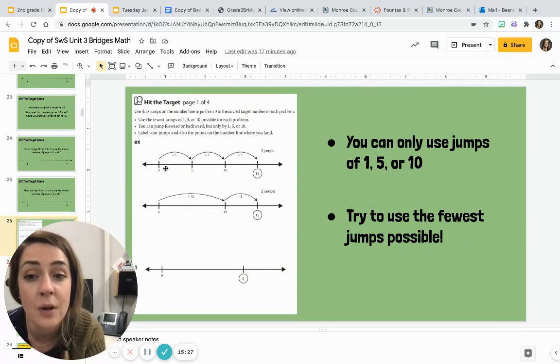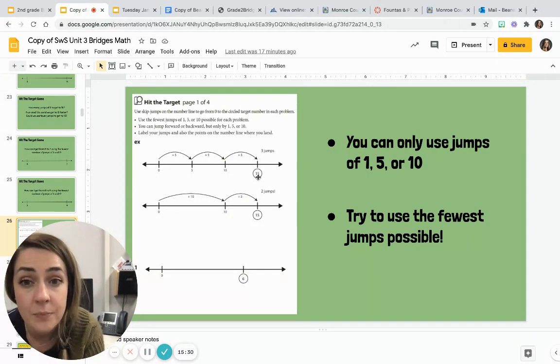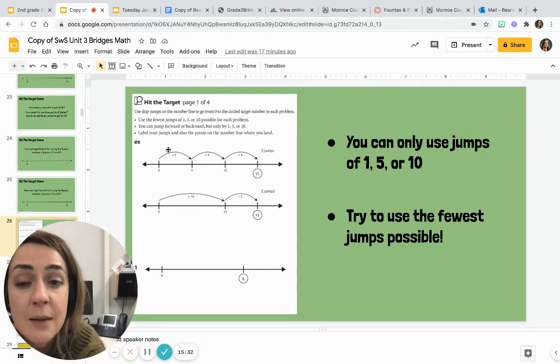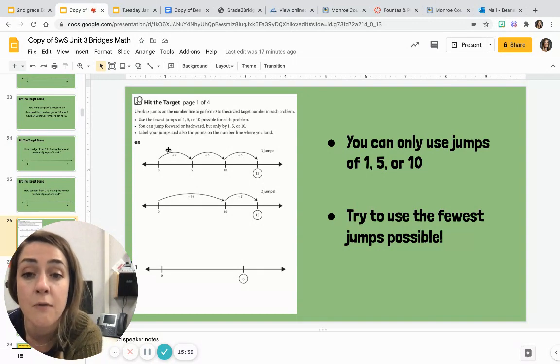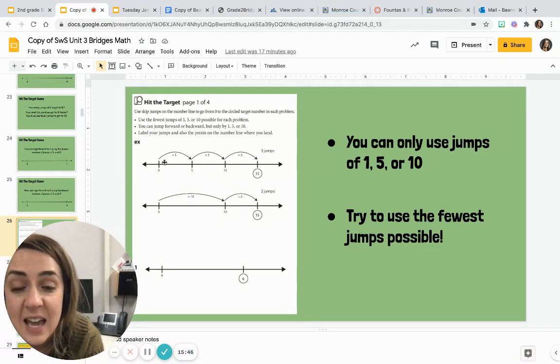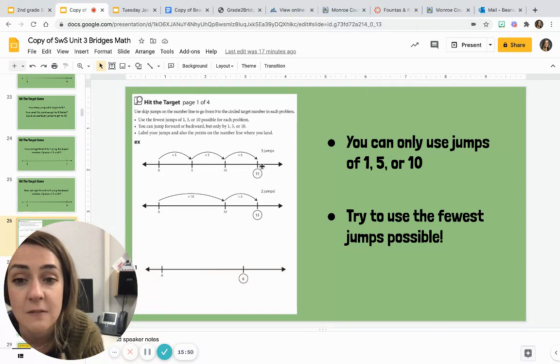So here's the example. Your target is 15. And it says, use skip jumps on the number line to go from 0 to the circled target number in each problem. Use the fewest jumps of 1, 5, or 10 possible for each problem. Label your jumps. So label your jumps means that if you did a hop of 5, you write plus 5, plus 5, plus 5. So these are 2 ways that you can get to 15. One big jump of 10 and 5, or 5, 5, 5.